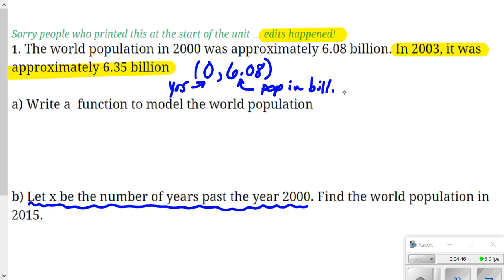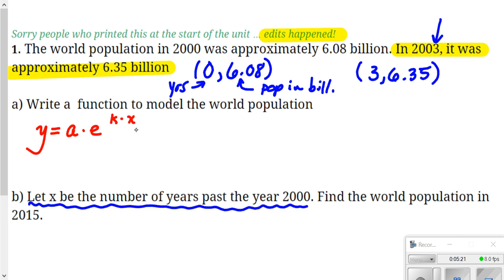Then my other ordered pair would be 3, because this is now 3 years past the year 2000, and 6.35. So I'm being given two ordered pairs, and it says to write a function to model the world population. Assuming that there is some exponential growth here, I want to think about that equation that we were just talking about. It doesn't really matter what letters you use here. But I'm going to go with this and say that this is some constant times e to some constant times x. So my constants that I need to determine are the a and the k. e is a constant, but it's a known constant.